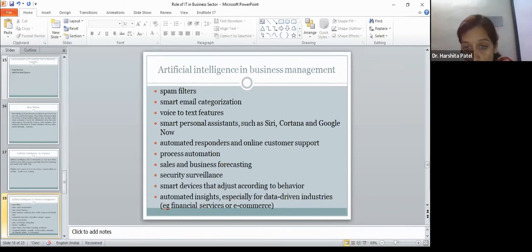Automated responders and online customer support are there. You must know about chatbots. Almost all the applications and businesses are providing chatbots. Here you need not keep one human being always to reply to customers' calls and support them. To a certain extent, they can get their queries solved from the chatbots themselves. Process automation is there. Again, the manual work is reducing.